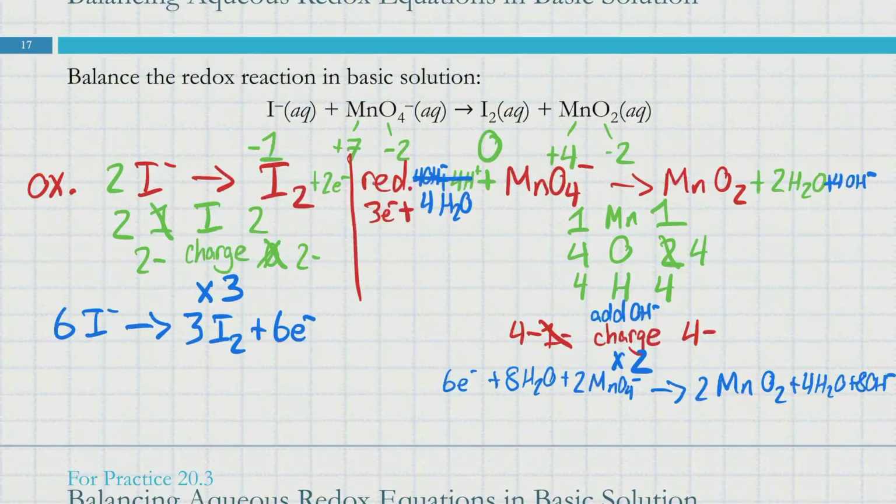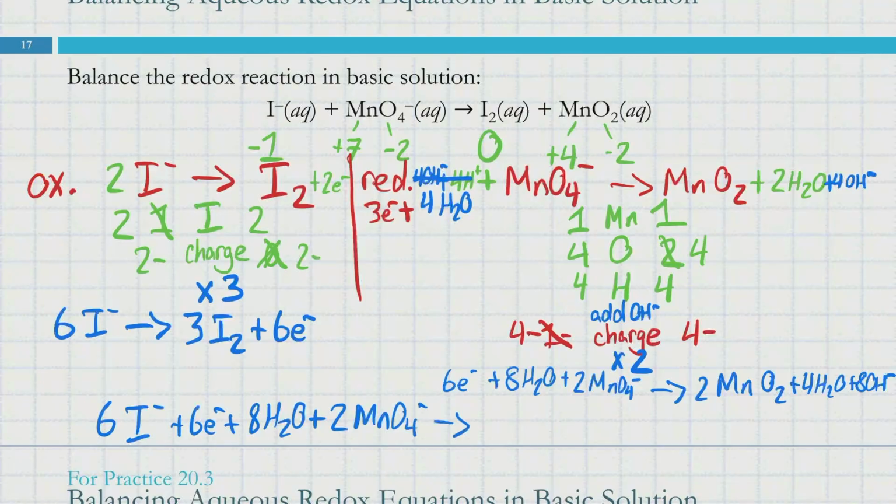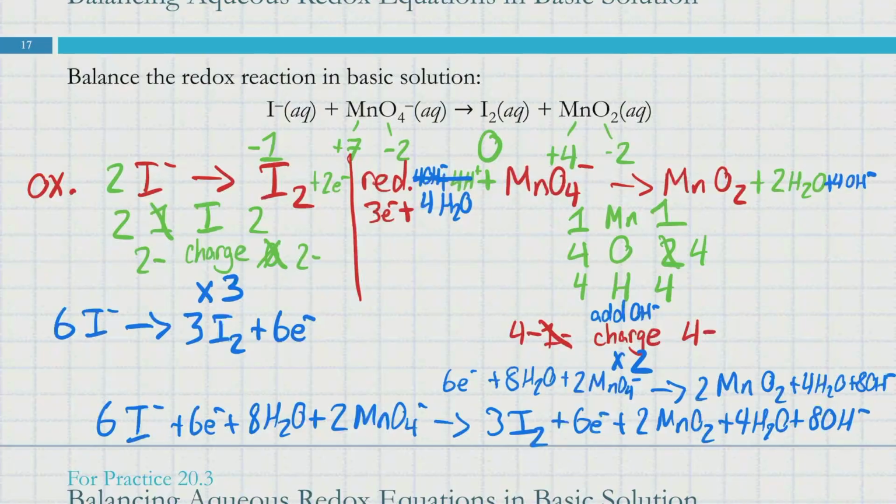And then we can add those together. So 6I minus plus 6 electrons, 8 waters, 2 permanganates goes to 3 iodines plus 6 electrons plus 2 manganese dioxides plus 4 H2O plus 8 hydroxides.